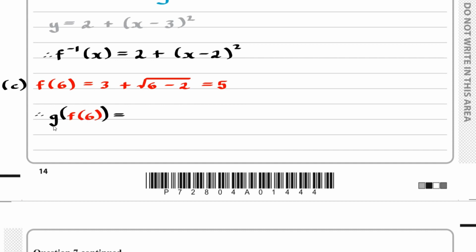So therefore, to find g of f of 6, we replace the x with f of 6. So we have 15 over (f of 6 subtract 3). And we know what f of 6 is, that's 5. So we have 15 over (5 subtract 3), which is equal to 15 over 2.